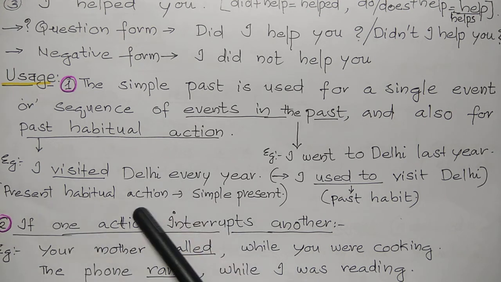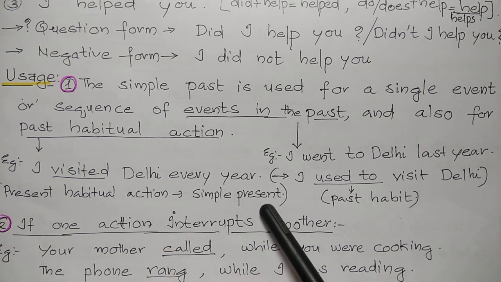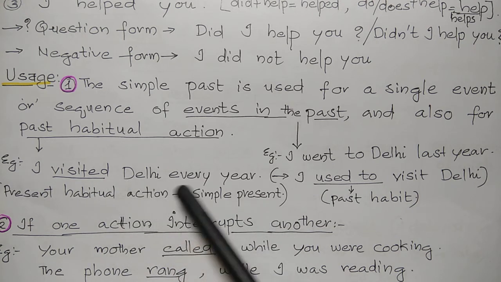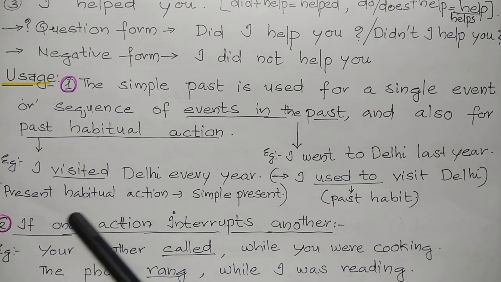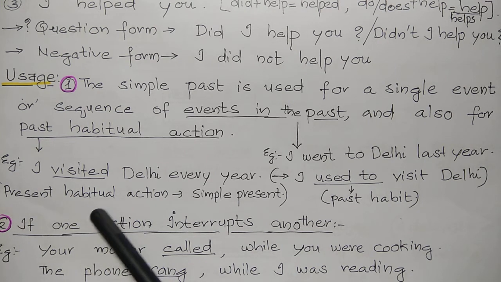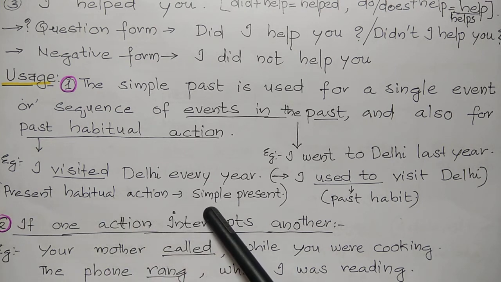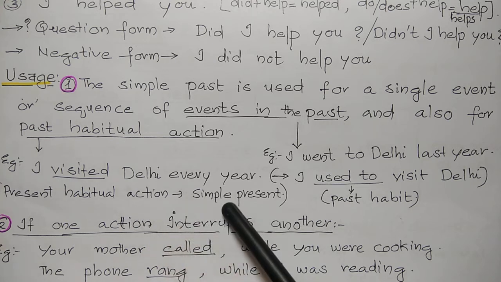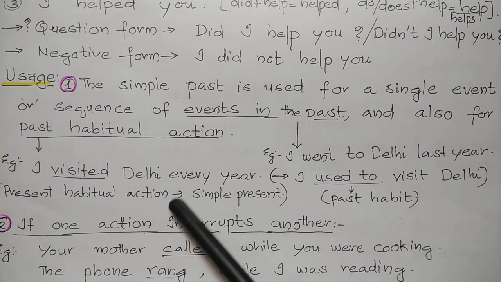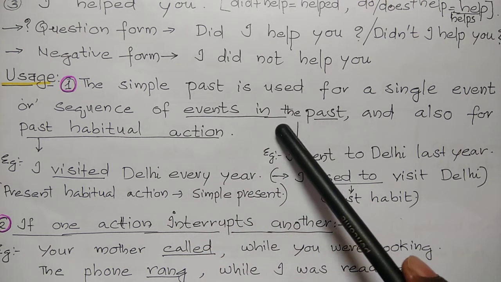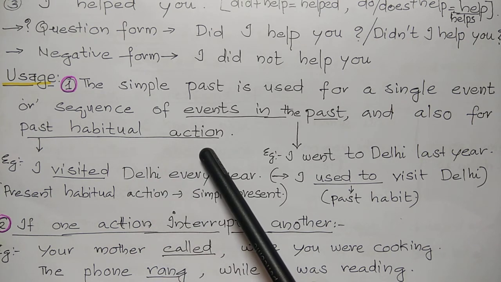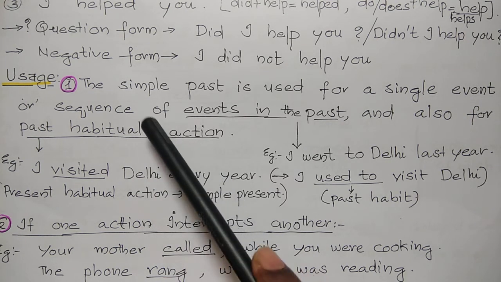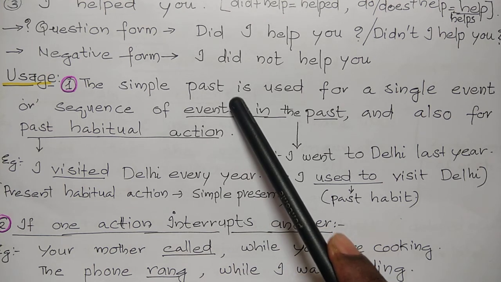If it is a present habit, then we use simple present. I visit Delhi every year. That is simple present. That means it is a present habitual action. That we covered in our earlier lesson, simple present. So the uses are events in the past and past habitual actions. These are the cases where the simple past is used.